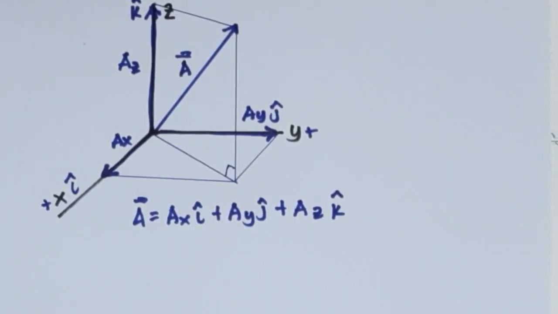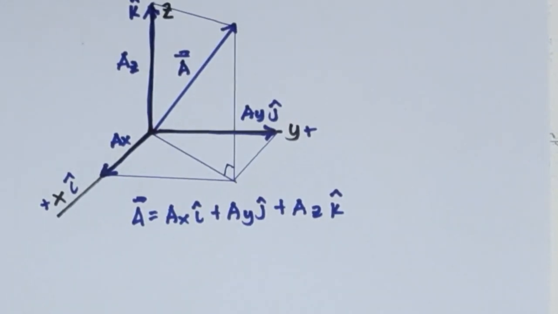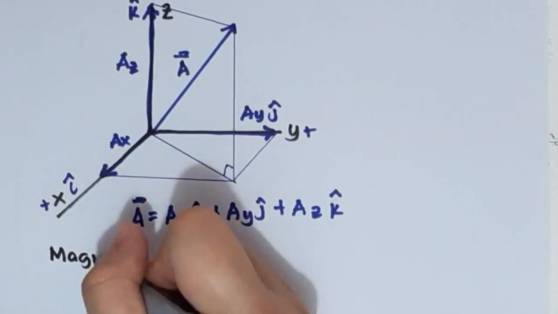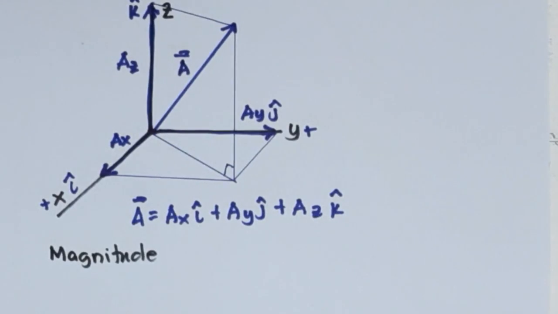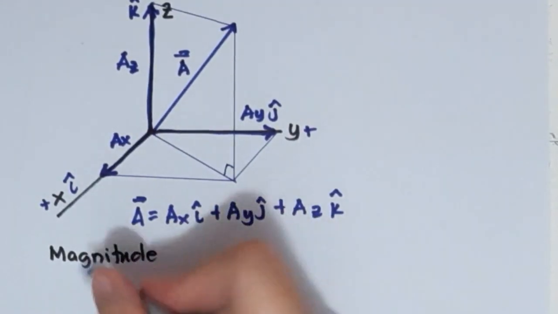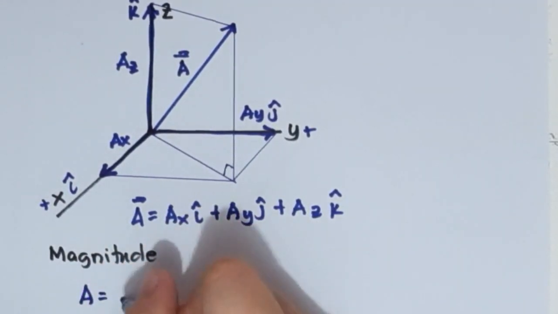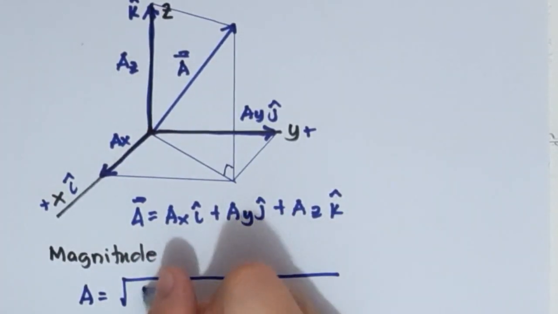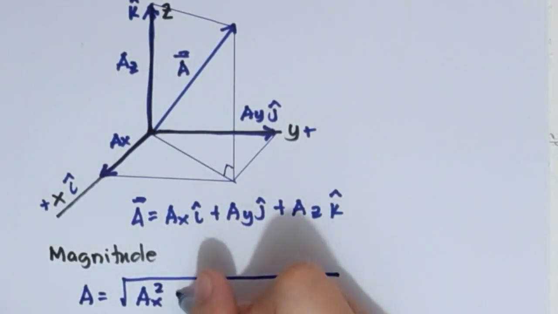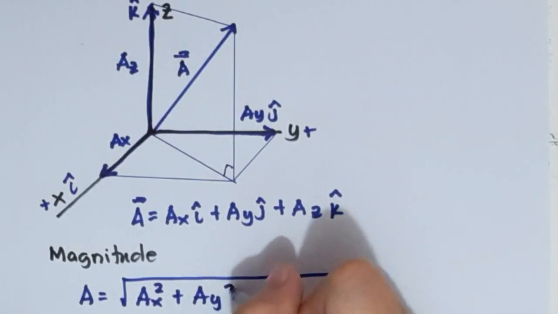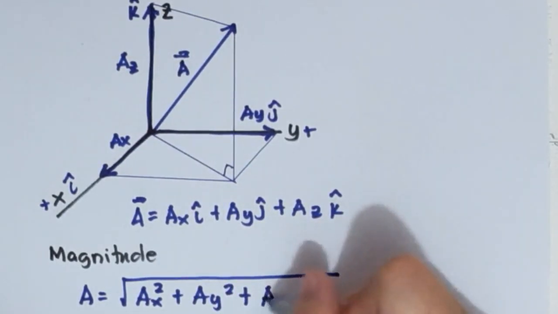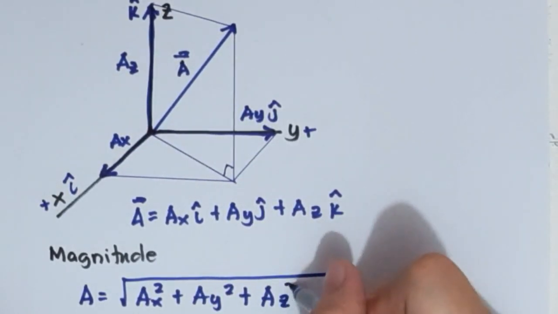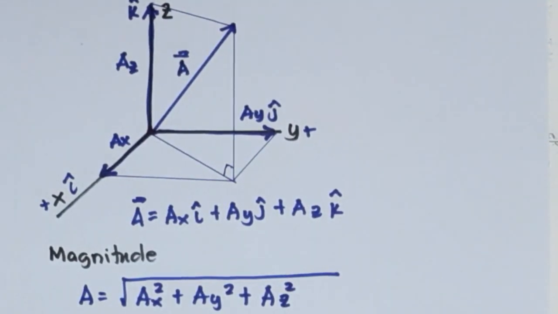Okay, in Cartesian notation, for example, the given vector is in this form and we want to get the magnitude of that. To indicate the magnitude of our vector, we will just have A is equal to the square root of ax squared plus ay squared plus az squared. That is how to get the magnitude of the vector.